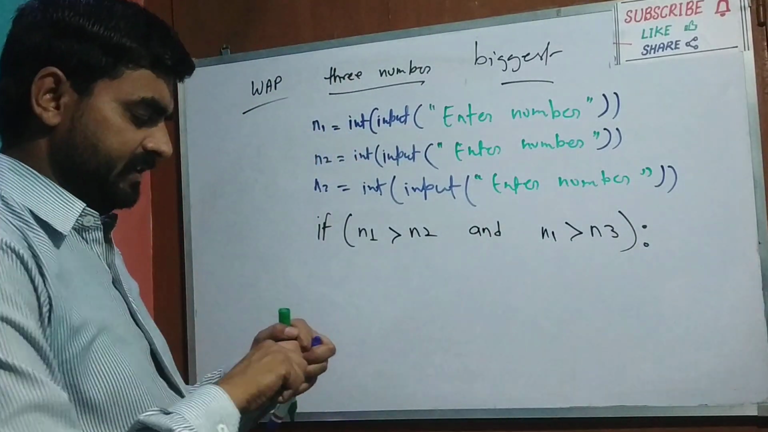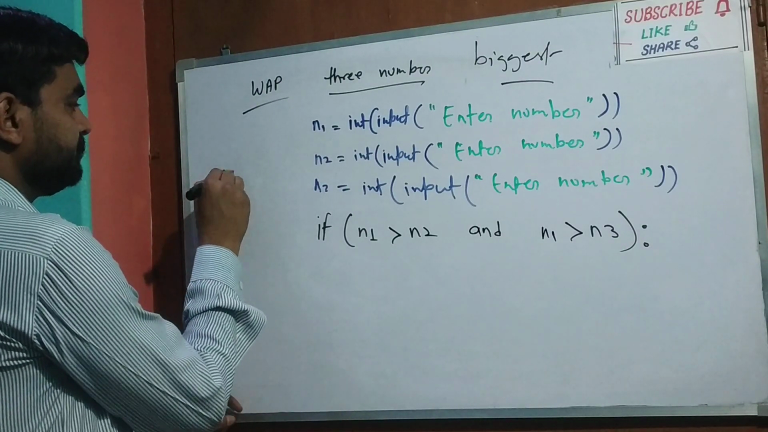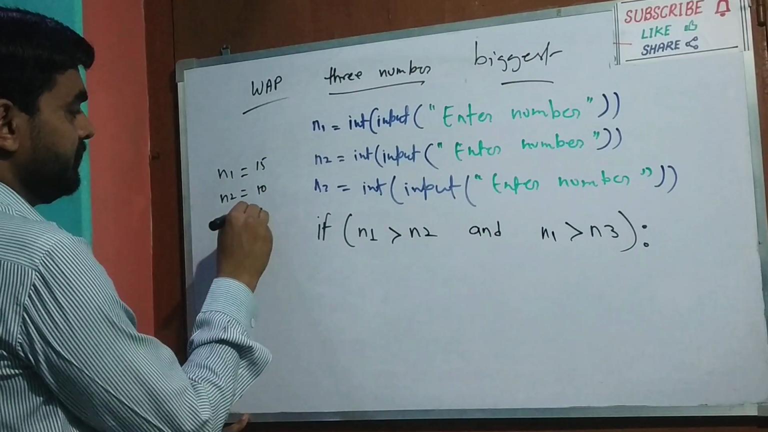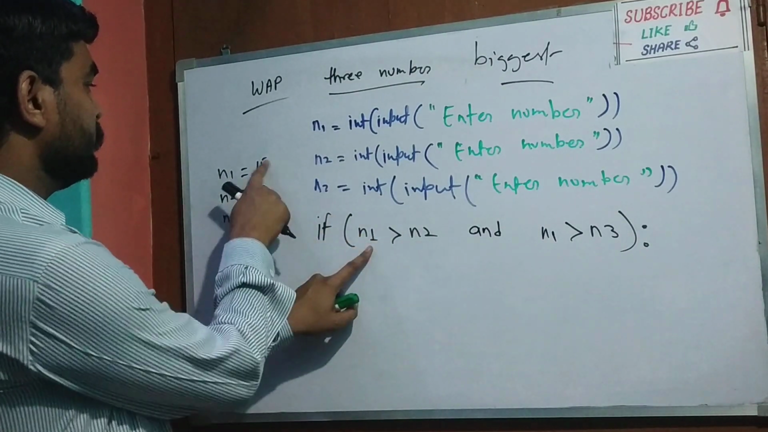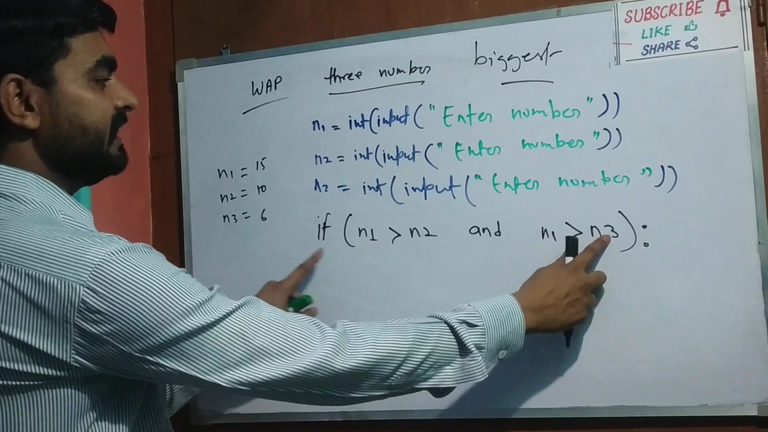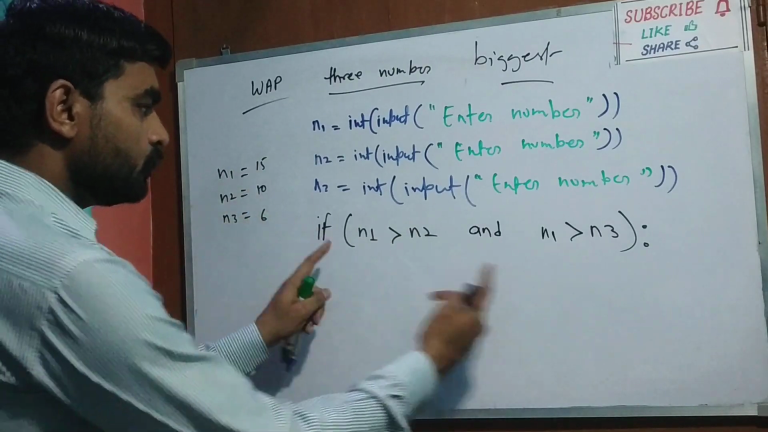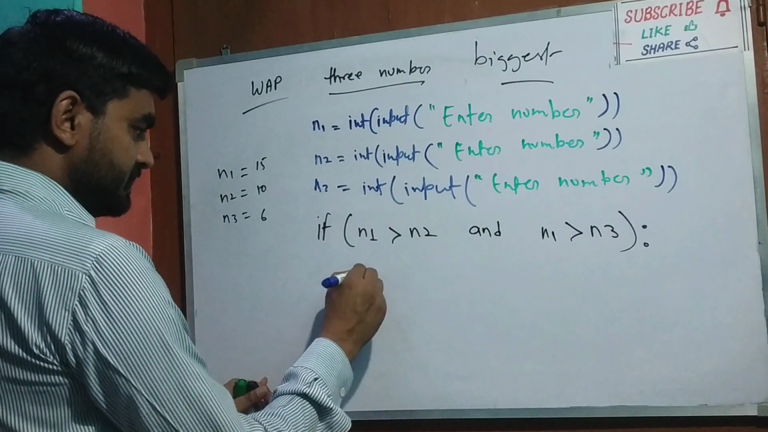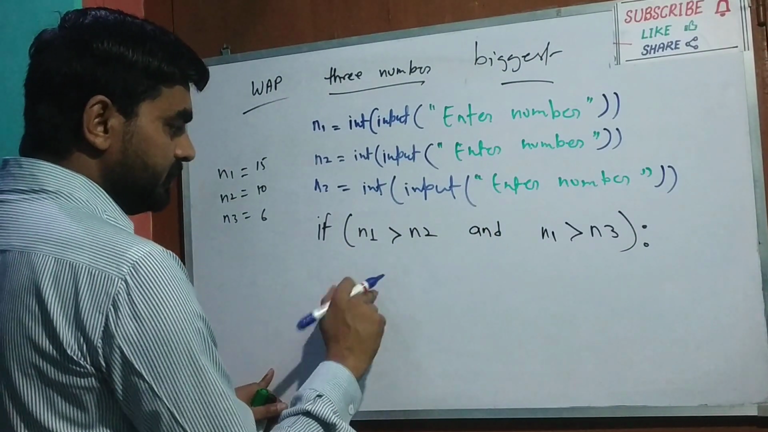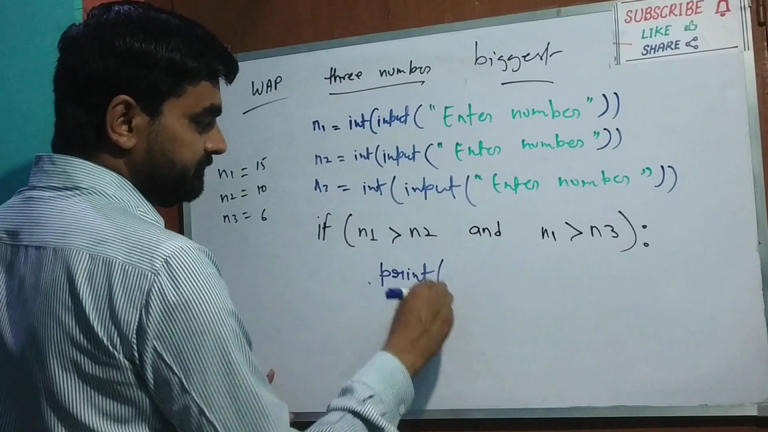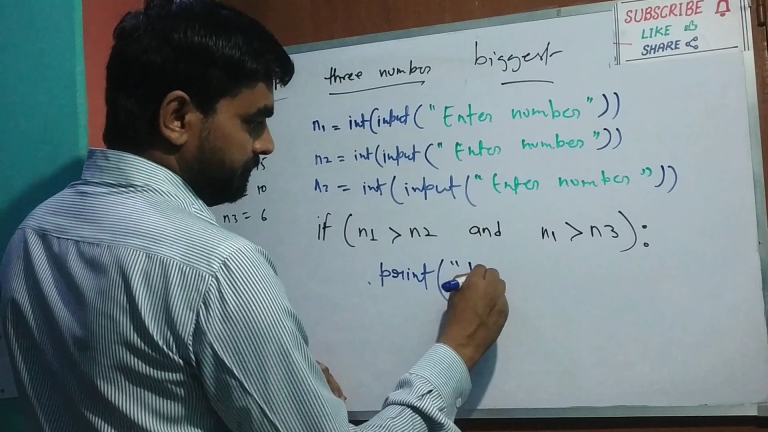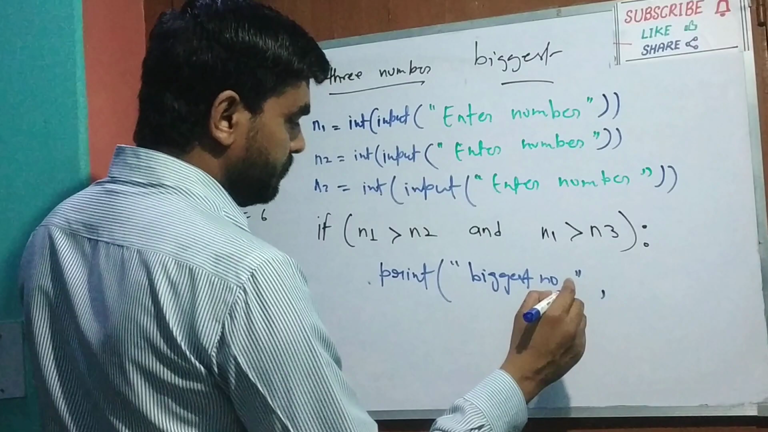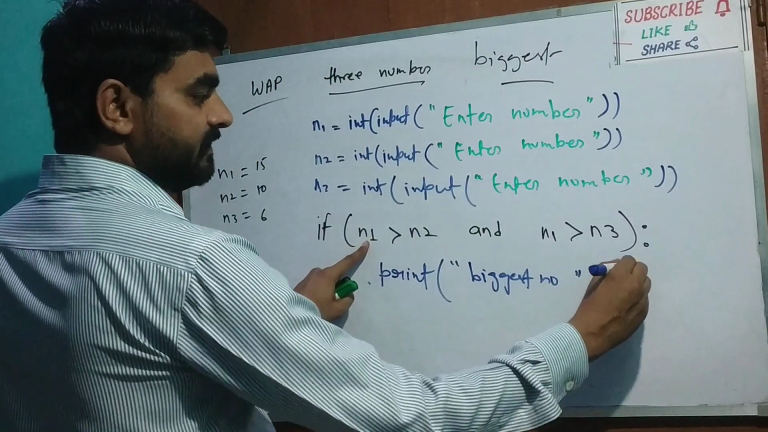Student, what will happen? Suppose in N1 you have put 15, in N2 you have given 10, in N3 you have given 6. So N1 is greater than N2, 15 is greater than 10, true. N1 greater than N3, 15 greater than 6, true. So this entire condition becomes true, and when the first condition becomes true, write after 4 spaces, 1, 2, 3, 4, print biggest number, double quote, comma, and the biggest number is available in N1.